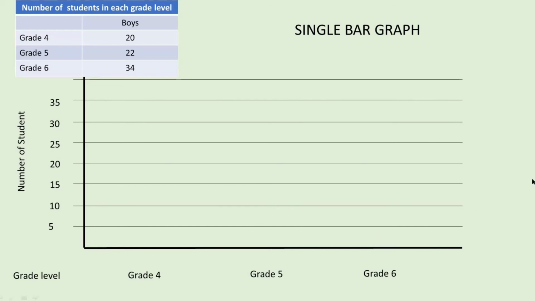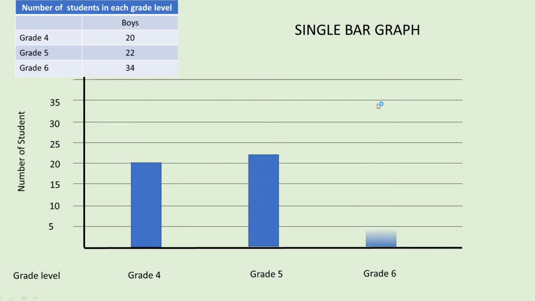So, sa ating single bar graph, meron tayong data dito. So, the number of students in each grade level. So, sa grade 4, yung boys natin ay 20. So, that's why 20 yung ating grade 4 dito sa bar sa bar graph natin. Yung grade 5 natin ay 22. So, this is 20. Then, 22 natin is around here. So, kaya, yung grade 5 natin na bar ay for 22. Next natin is for grade 6 which is 34. So, nasan yung 34? So, mababa lang siya dito sa ating 35. So, eto yung grade 6 natin which is 34.